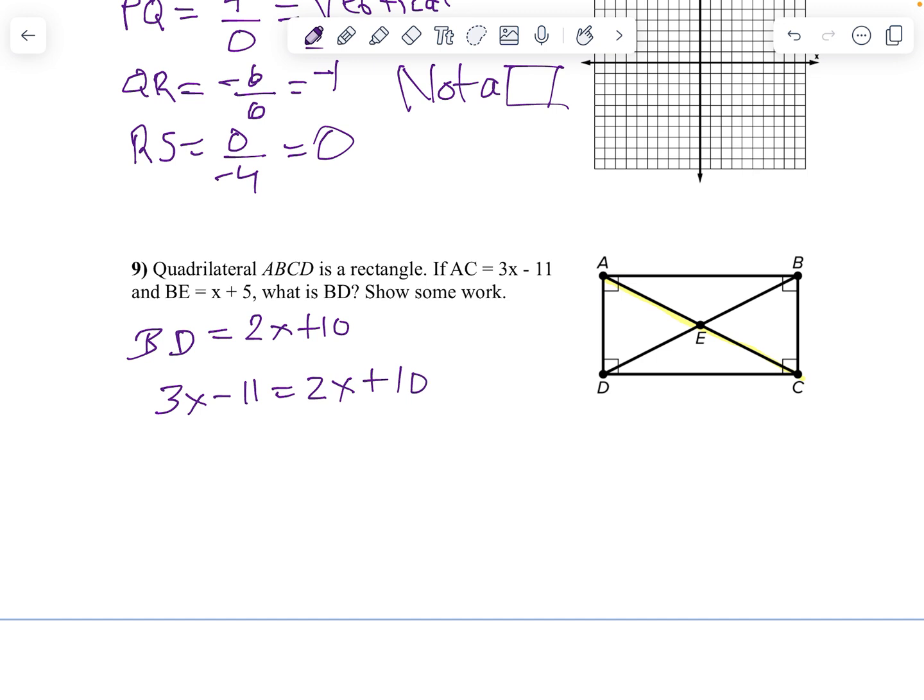3x minus 2x is x. Add 11 to both sides, x is 21. But I want B to D. So B to D is, we said 2x plus 10. So I'll take 2 times 21, which is 42, plus 10 gives us 52.